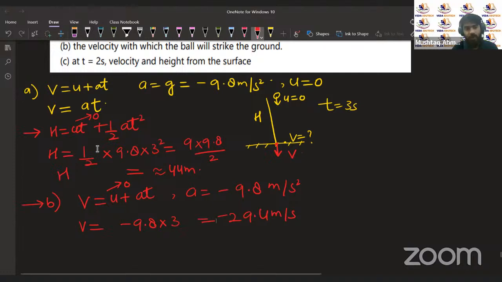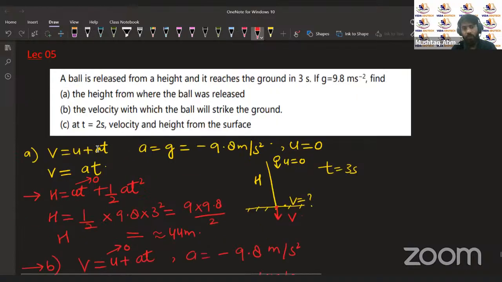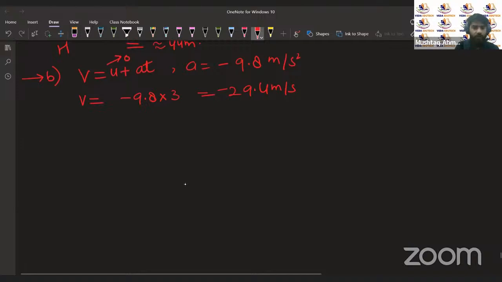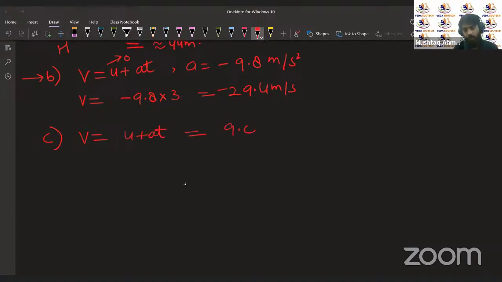Let's move on to part C. Part C: at time t equal to 2 seconds, find the velocity and the height from the surface. We have to calculate what is the velocity and height of the ball after 2 seconds. After 2 seconds, the velocity will be v is equal to u plus at, so it will be 9.8 into t, which is 19.6 meter per second.